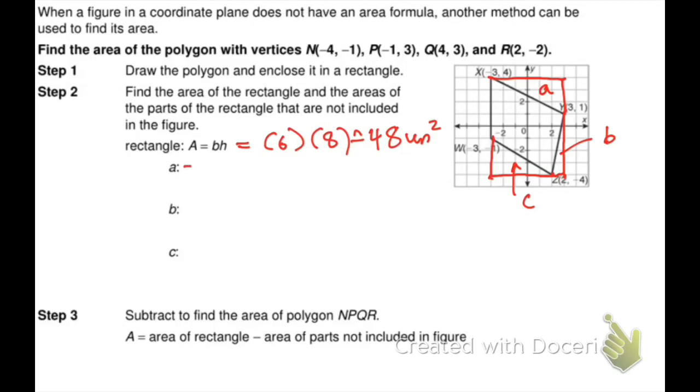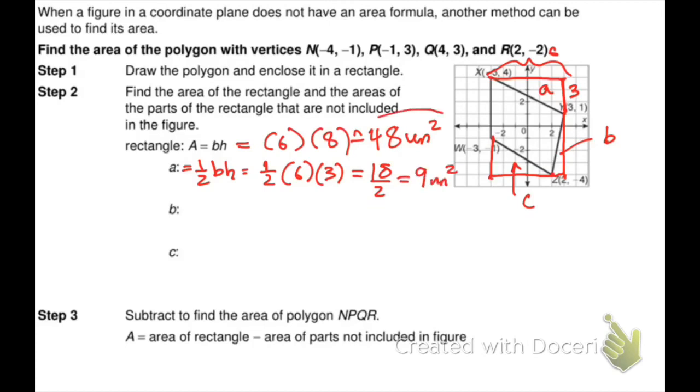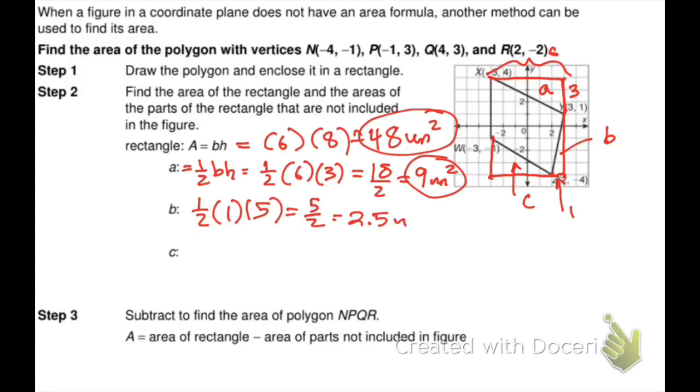So calculate the area of that triangle. We have 1/2 base times height. Well, the base here is 3 units, so you just count 3. The height is 6. So 1/2 times 6 times 3 gives you 18 divided by 2, 9 units squared. Now let's calculate B. We have 1 unit here, and then this is 1, 2, 3, 4, 5. So we have 1/2, the base was 1, 1 times 5. So that's 5 over 2, which gives you 2.5 units squared.